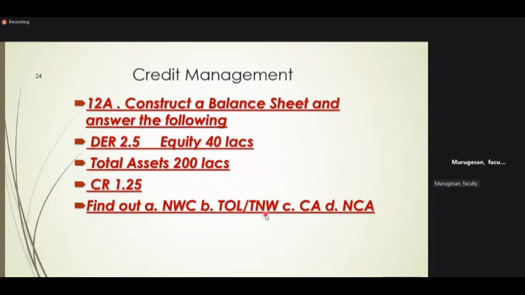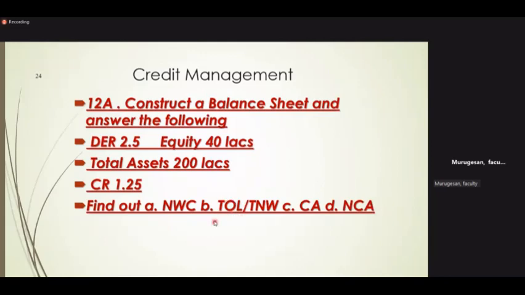TOL versus TNW. This question comes in ratio analysis, but still. What is TOL? Note down. TOL means total outside liability. That includes long-term loan and short-term loan. That is NCL plus EL, divided by capital. What is NCL plus EL here? NCL plus EL is 160. Agreed or not? NCL plus EL, how much, friends?